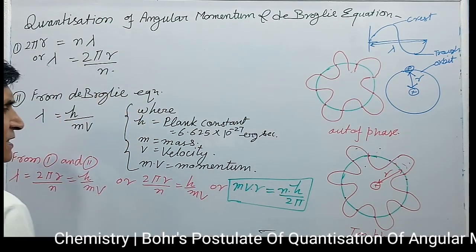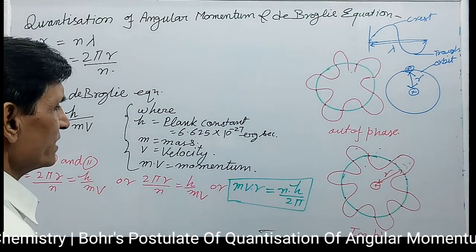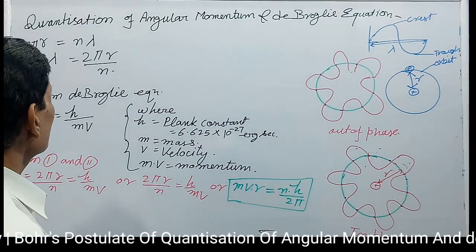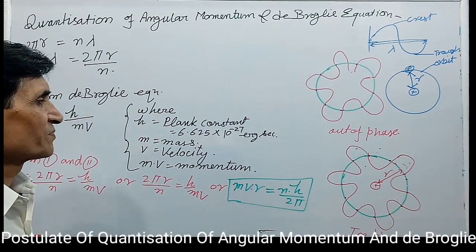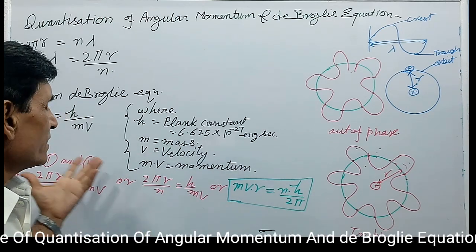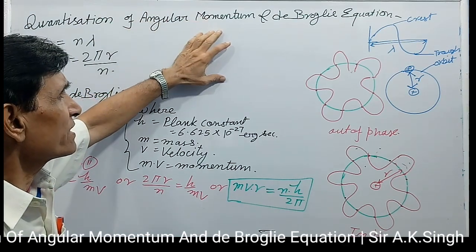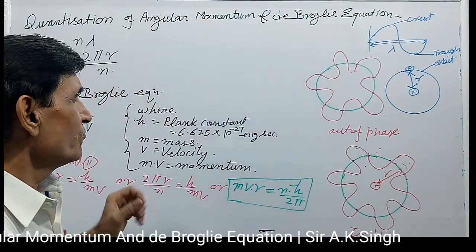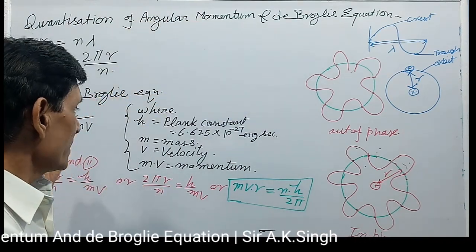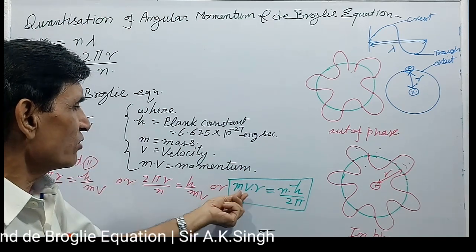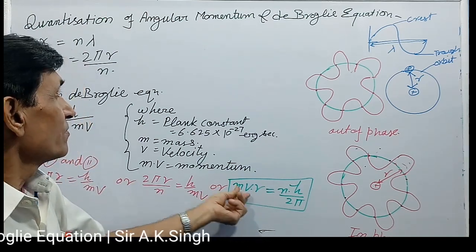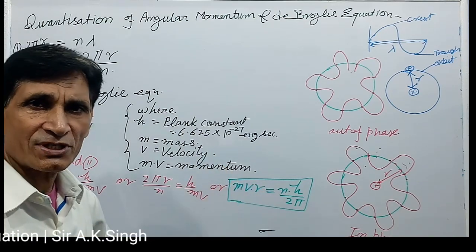Hence the quantization of angular momentum by Bohr's postulate is derived by using the de Broglie equation. This is the relation between quantization of angular momentum and the de Broglie equation. We can derive the quantization of angular momentum by using the de Broglie equation.